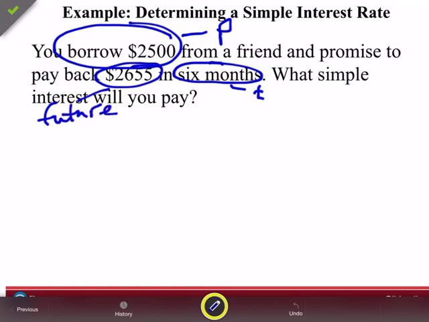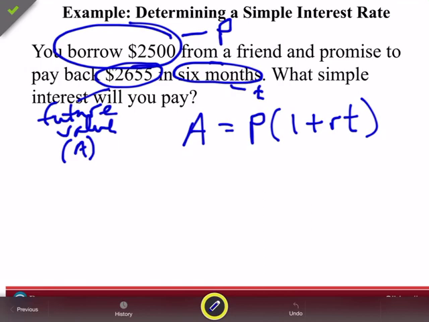That's the future value, which in our formula they designate as capital A. And no matter what book or resource you're looking at, it is almost always listed as a capital A. So we'll use that notation. So it is a future value problem, so we'll use that formula. Plug in what we know. So the future value is 2,655. The principal is 2,500.